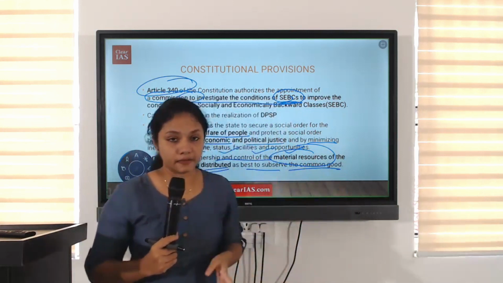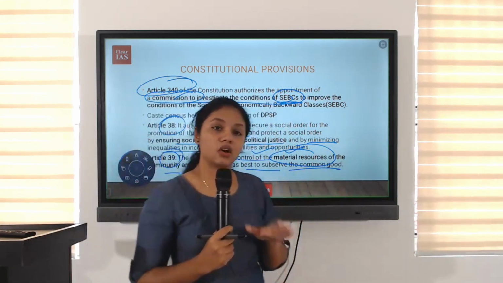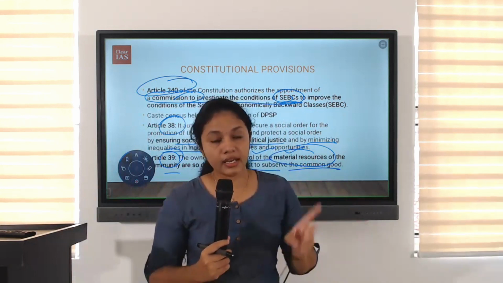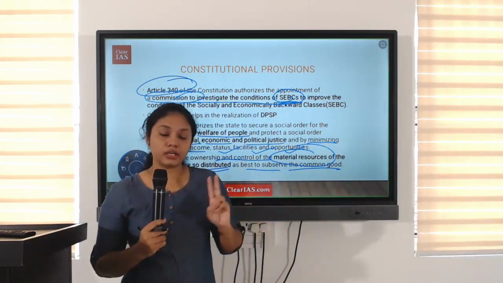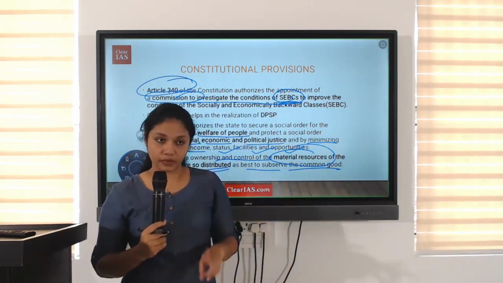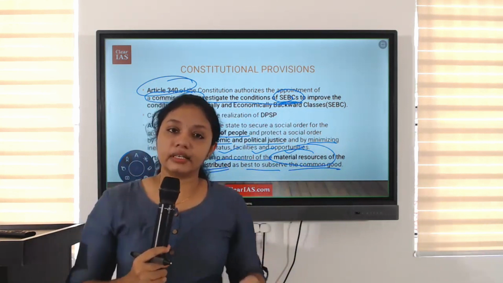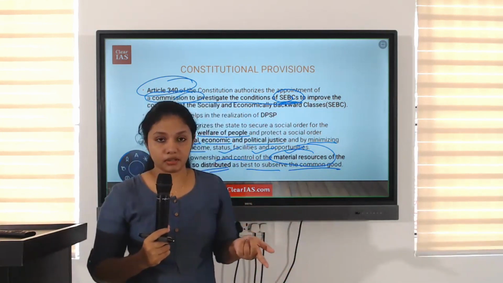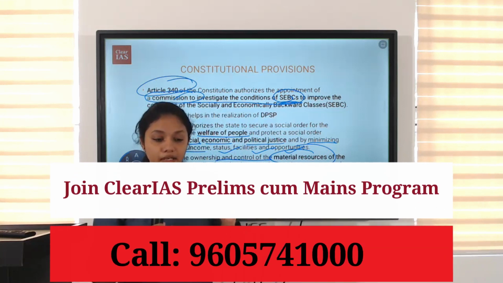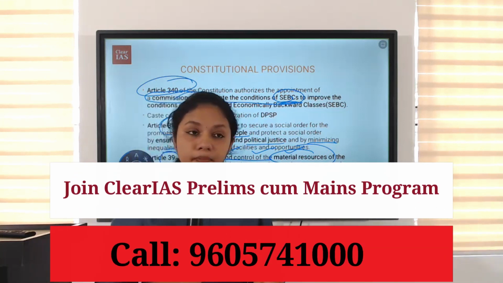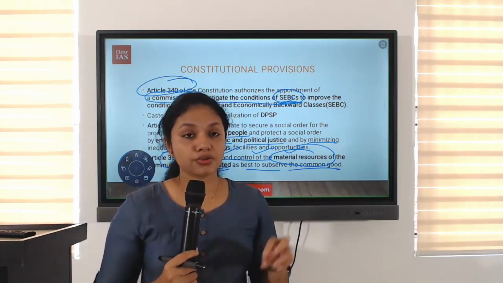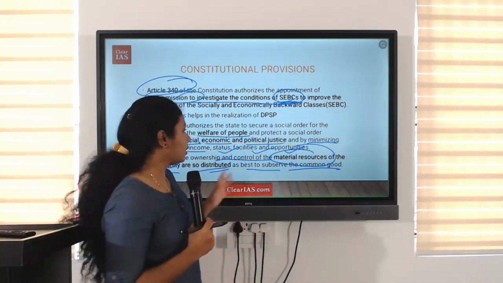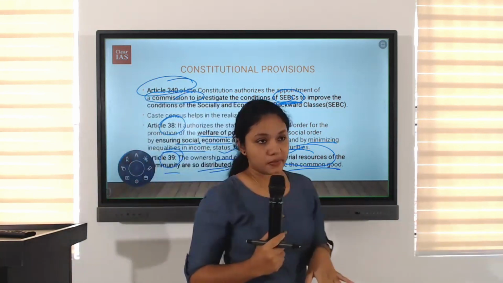First one is Article 340. It allows for the constitution of a commission for socio-economic backward classes. Okay. Next are two articles in the DPSP. The first one is Article 38. It supports the welfare of the people. Next one is Article 39. It supports the distribution of goods for the common good. Okay. So these two come under DPSP.